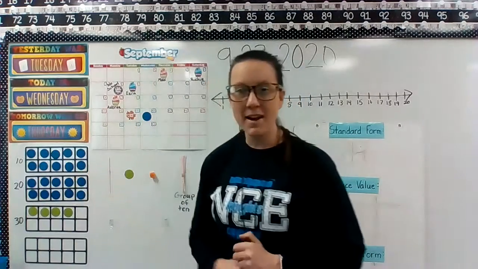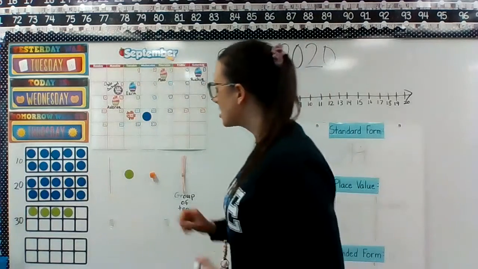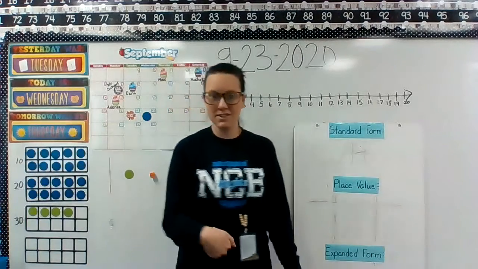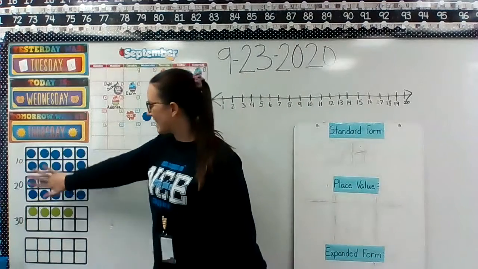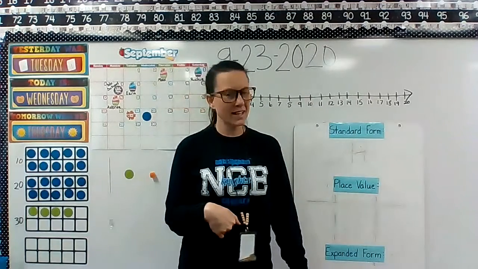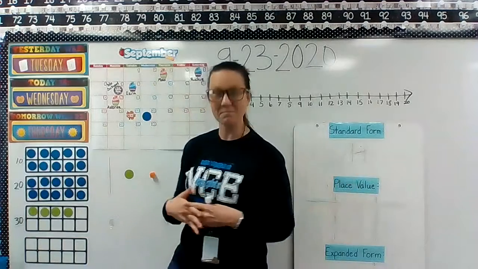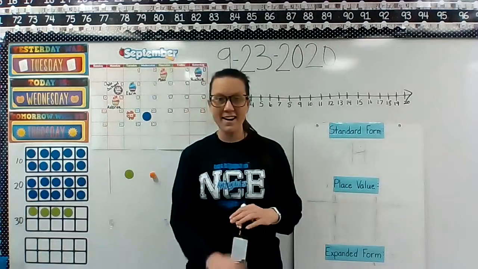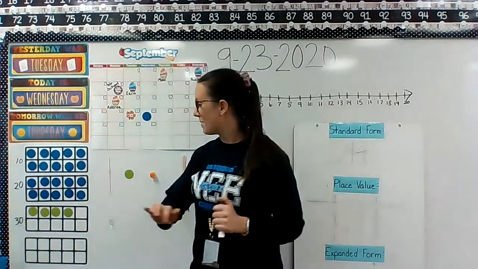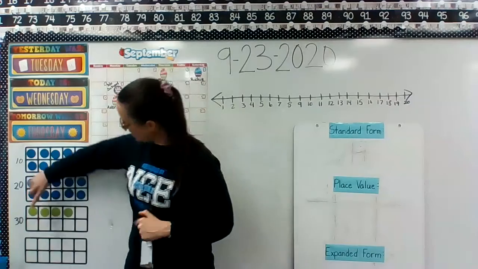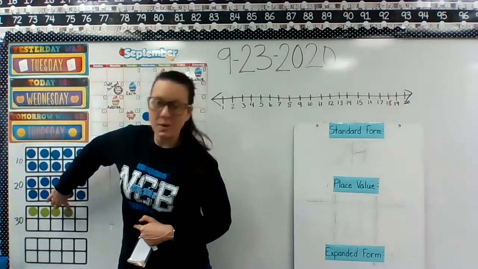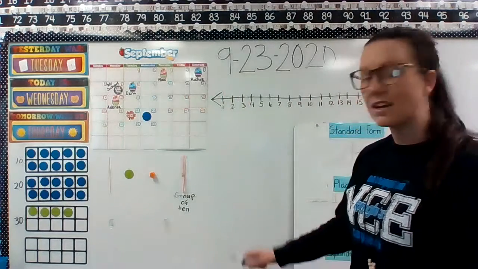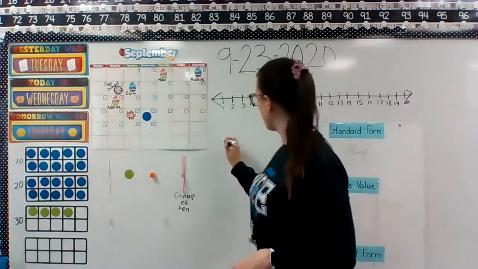Okay, let's talk about how many days we've been in school. So if I look at my 10 frames, I can see that this 10 frame is all filled up, so that's 10. We can see that this 10 frame is all filled up, so that's another 10, and 10 and 10 make 20, right? And we see that we have 1, 2, 3, 4 extras. So that means that we have 10, 20, 21, 22, 23, 24. We have 24 counters on our 10 frames. Yesterday, we were in school for 24 days.